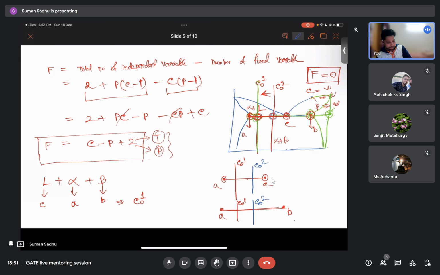So in the first case, that C naught 1, your composition of liquid was C, composition of alpha was A, and composition of beta was B, right? Now in the second case, I have taken another alloy whose average composition is C naught 2. In this case, what will be the composition of alpha, what will be the composition of beta, and what will be the composition of liquid?